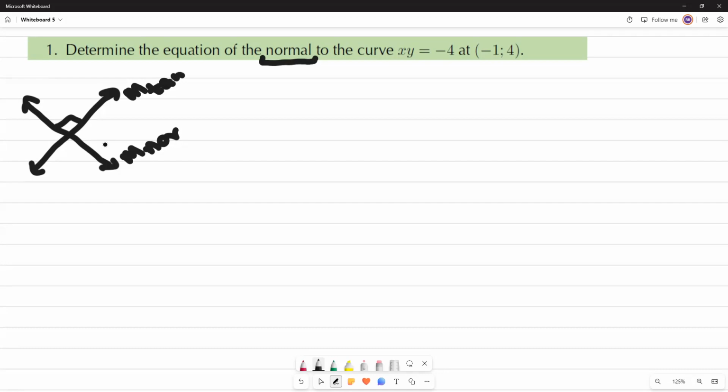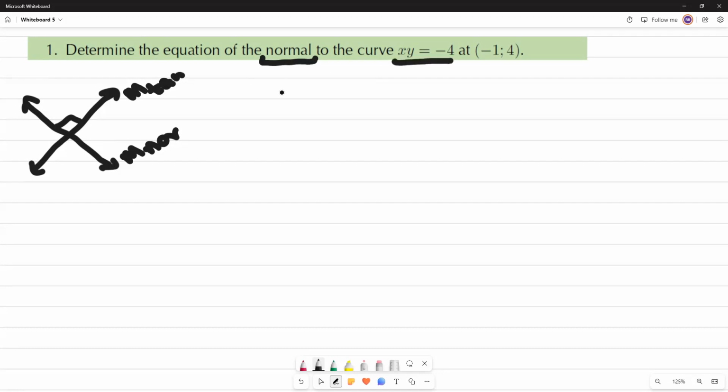And you know how to get the gradient of the tangent? If you get the gradient of the tangent, you know that when you multiply it with the gradient of the normal, the final answer must give you -1. Okay, now let's get into it.